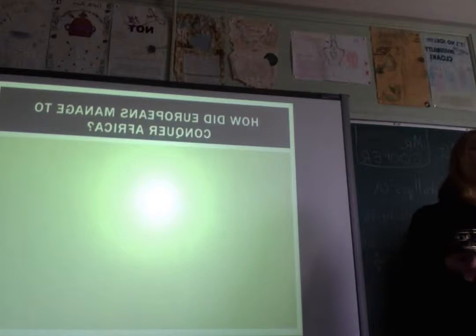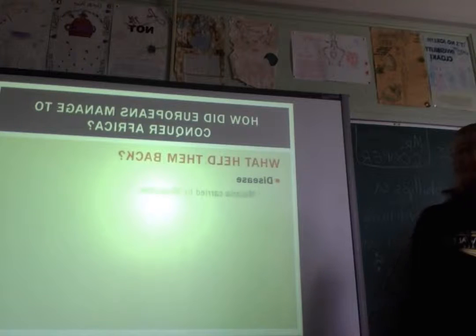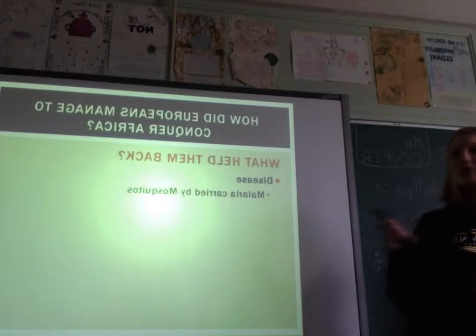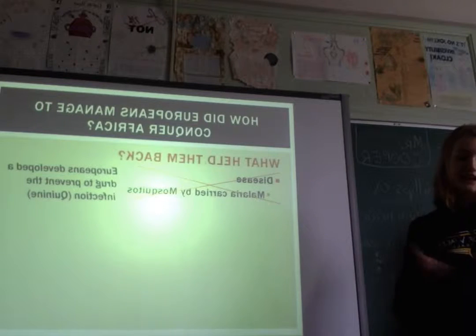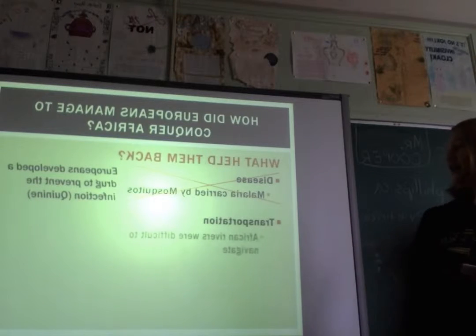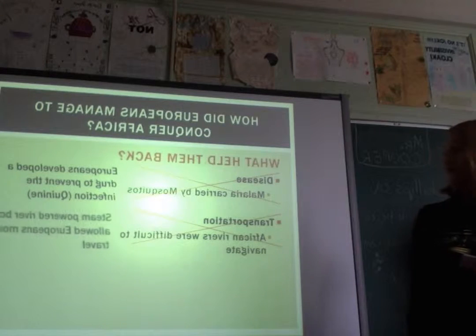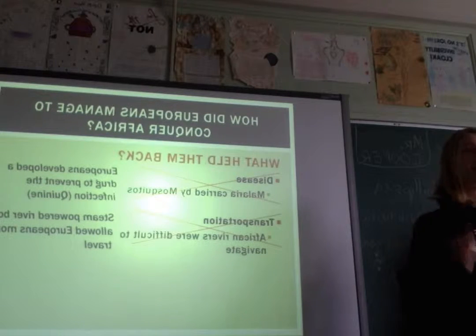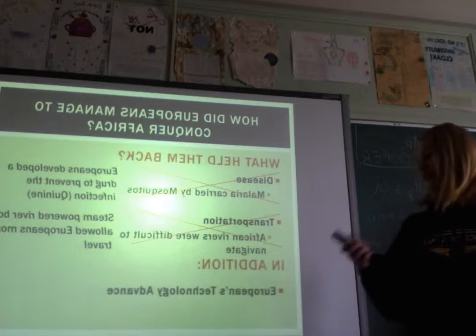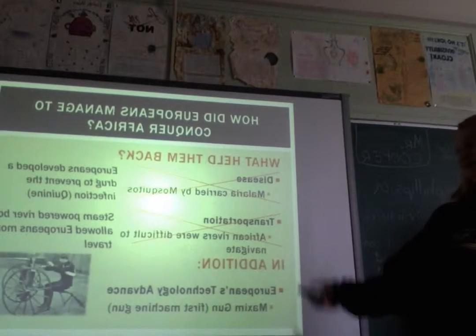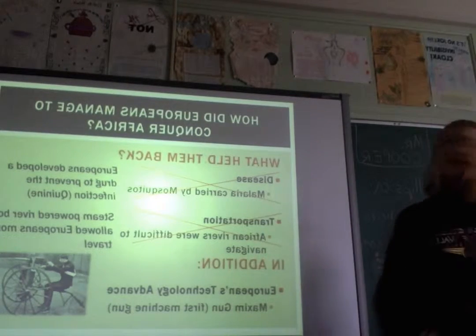So how did the Europeans actually manage to conquer Africa? First we'll start with what held them back. There was a disease called malaria in Africa, and Europeans were easy targets. But when the Europeans developed a drug to prevent the infection, this no longer held them back. Another thing was transportation. African rivers were difficult to navigate. However, when the steam-powered riverboat came out, it allowed Europeans more travel around Africa. In addition, Europeans had much more advanced technology than Africa, such as the Maxim gun, which was the first machine gun, and this is right here. So that helped them conquer Africa.